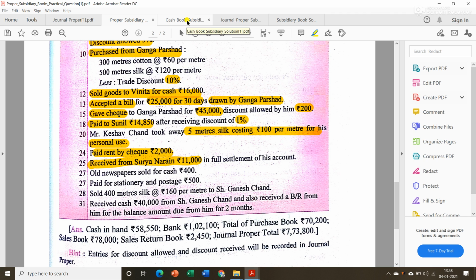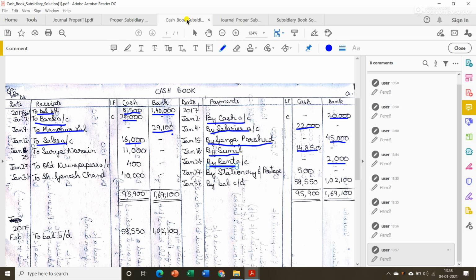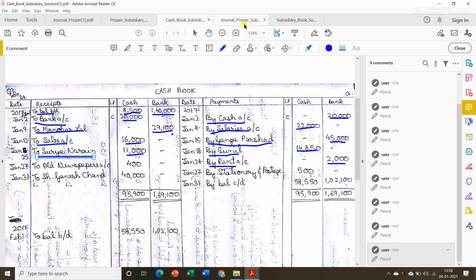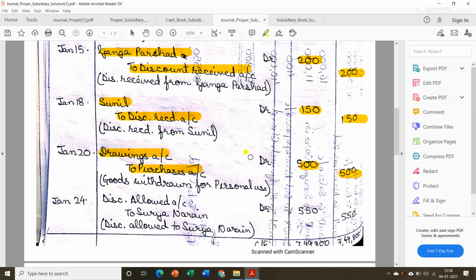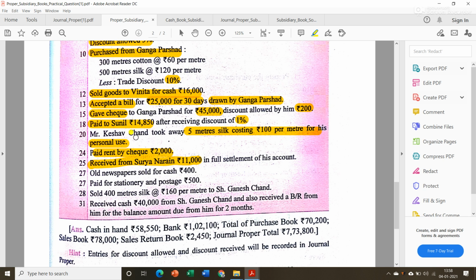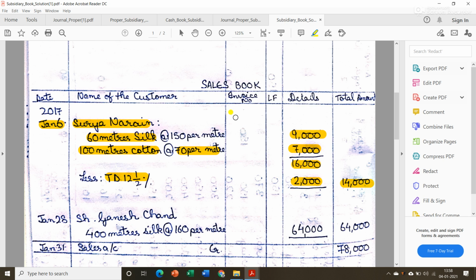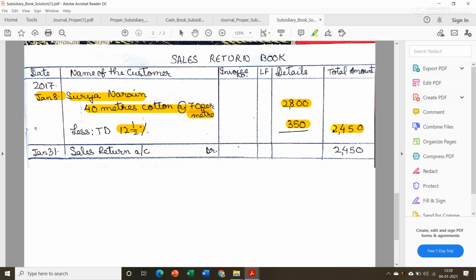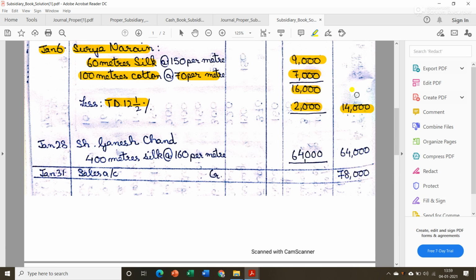So for receiving 11,000 we will pass in cash book to Surya Narayan 11,000, and for the remaining amount we will pass journal entry. See 11,000. First let us see subsidiary books properly. Sales book, we sold goods worth rupees 14,000. Then he returned us some amount of goods 2,450. So this 2,450 we are going to deduct from this 14,000.